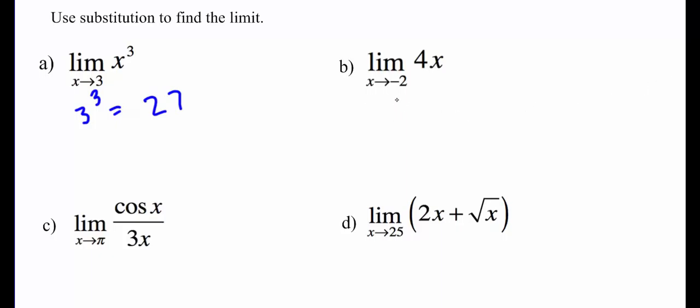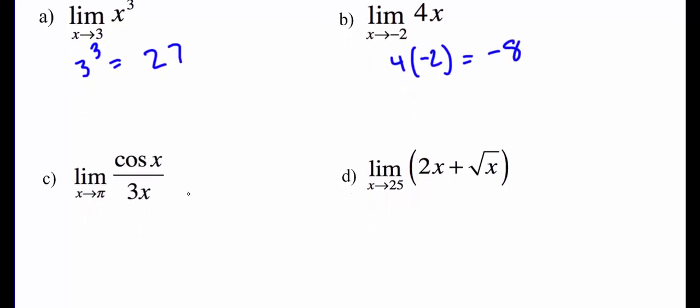All right, the limit as x approaches negative 2 of the function 4x would just simply be 4 times negative 2, which of course would give us negative 8. Limit as x approaches pi of the cosine of x over 3x. Well, the cosine of x, when x is pi, cosine of pi, that would be negative 1, and then it's over 3 pi. And then finally, the limit as x approaches 25 of 2x plus the square root of x, that would be 2 times 25 plus the square root of 25, so 55 is our number there.